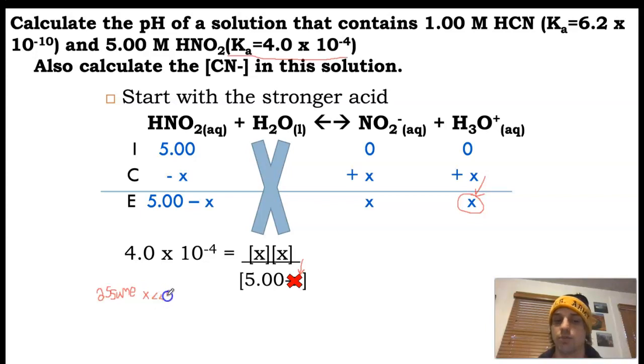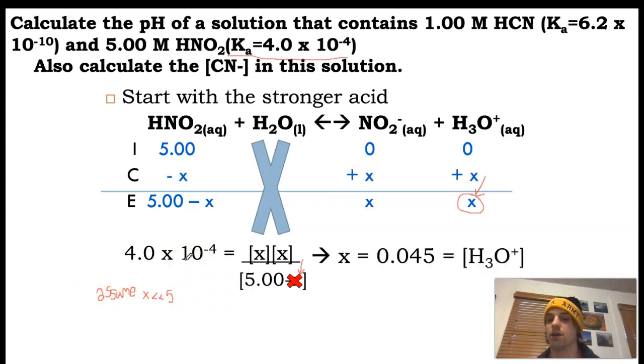Now you could prove it with the 5% rule once you solve for X, but an easier way is just to write assume X is much smaller than 5. Okay, now after I write that, I can go ahead and solve for X, and there is my hydrogen ion concentration if I just had this weak acid. Now this is where we left off on Friday, because if I determine the pH of just this weak acid, I could just take the negative log of this right here and I'm done.